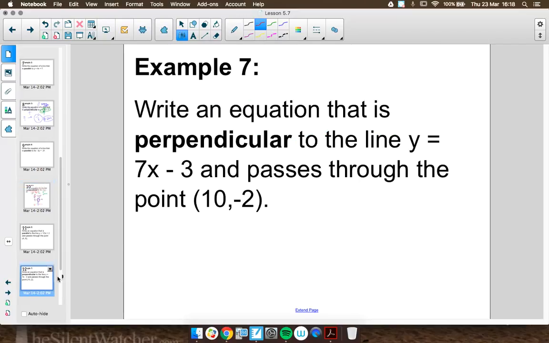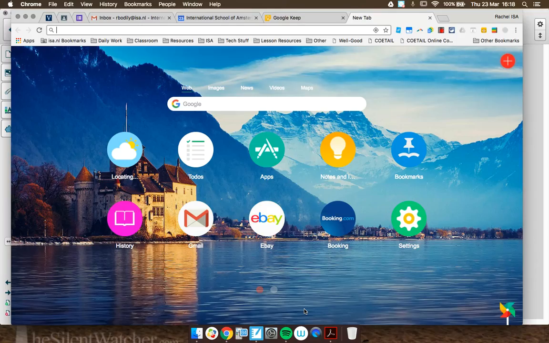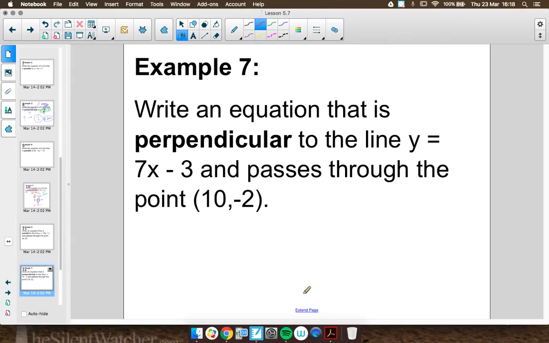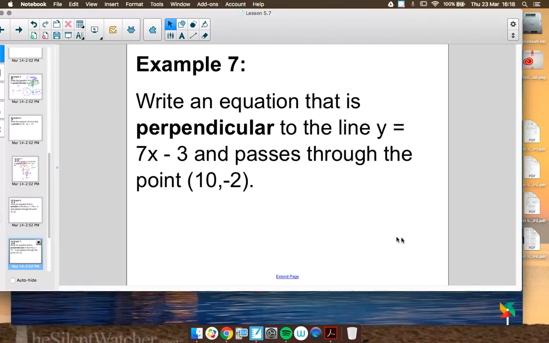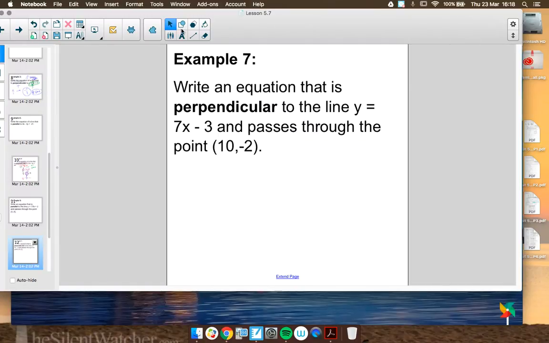And the last example that we looked at was very similar to our last class. This is really similar to class 5.6.